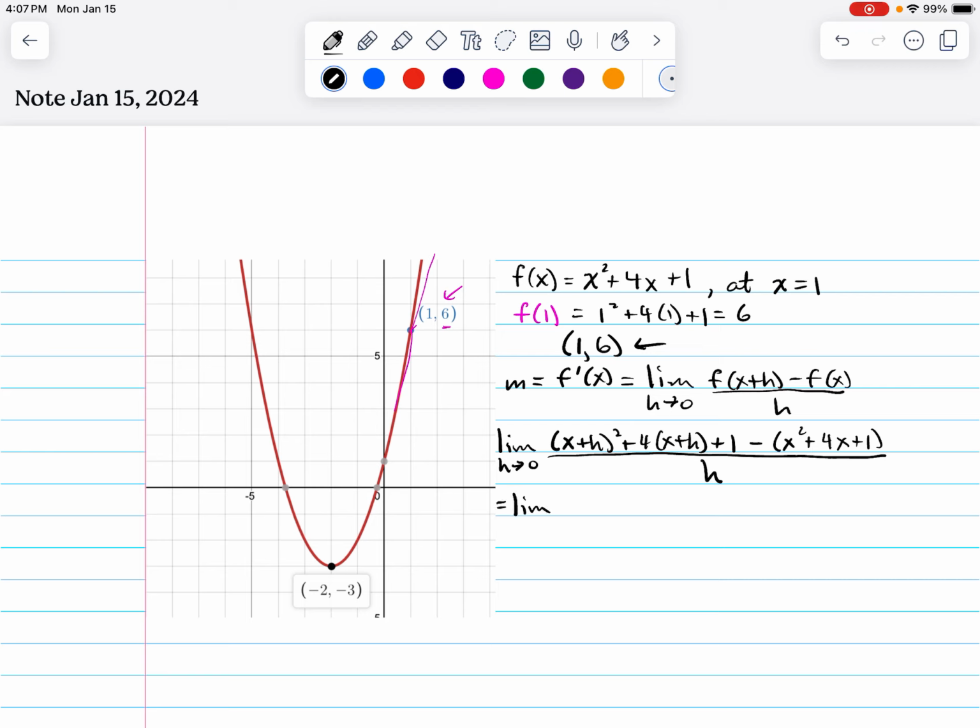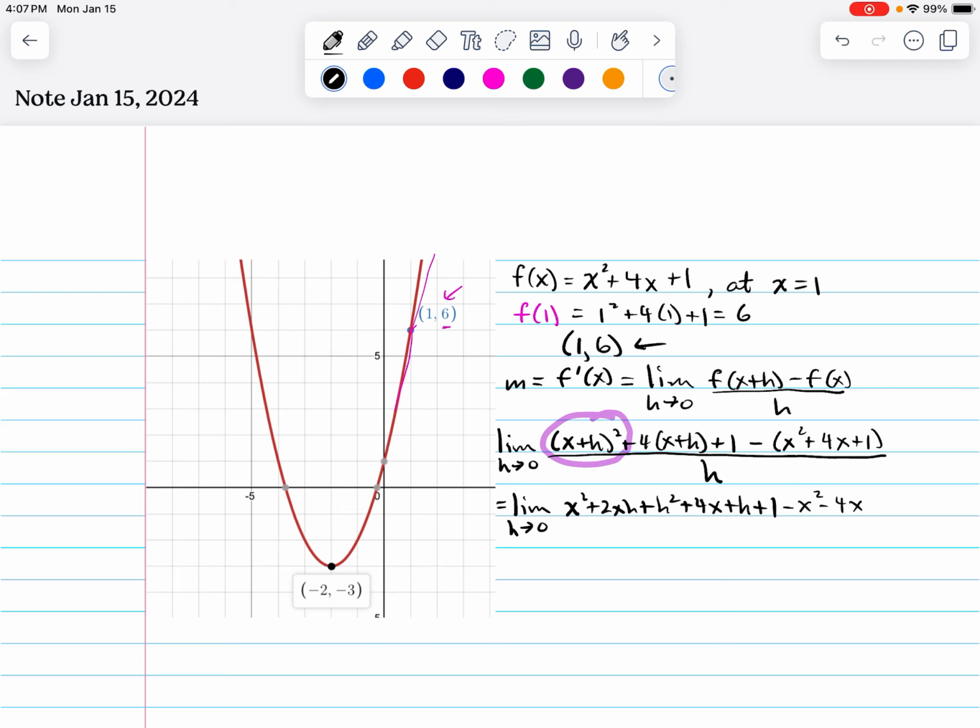I've got the limit as h goes to 0 of x squared plus 2xh plus h squared. And that right there is this part. See, I just expanded that out. Then I've got plus 4x plus 4h plus 1, and then I subtract off this other.